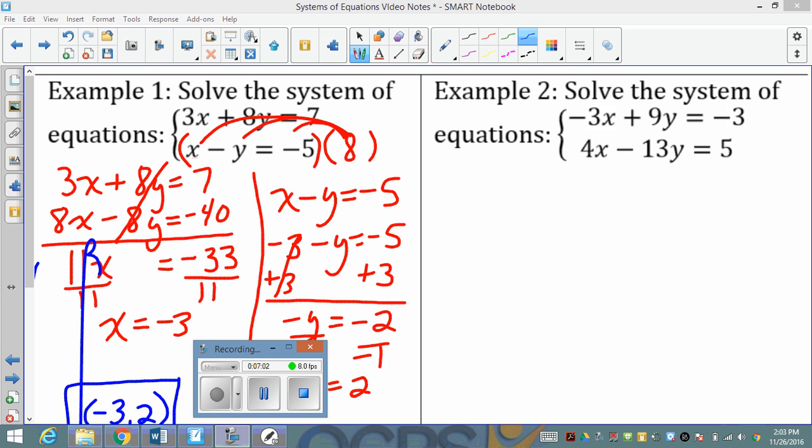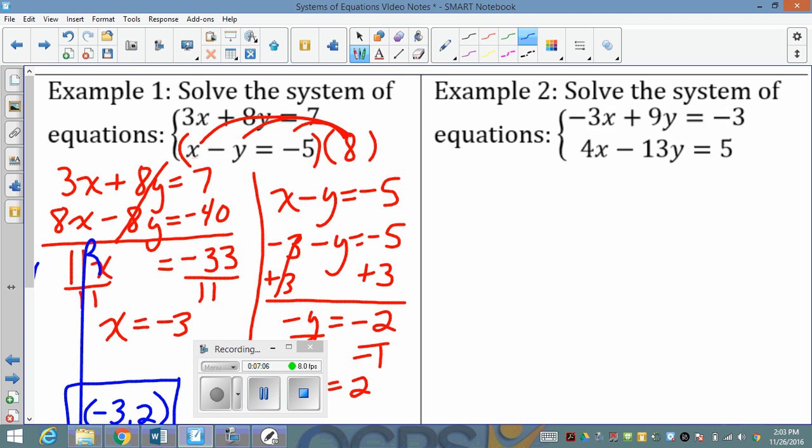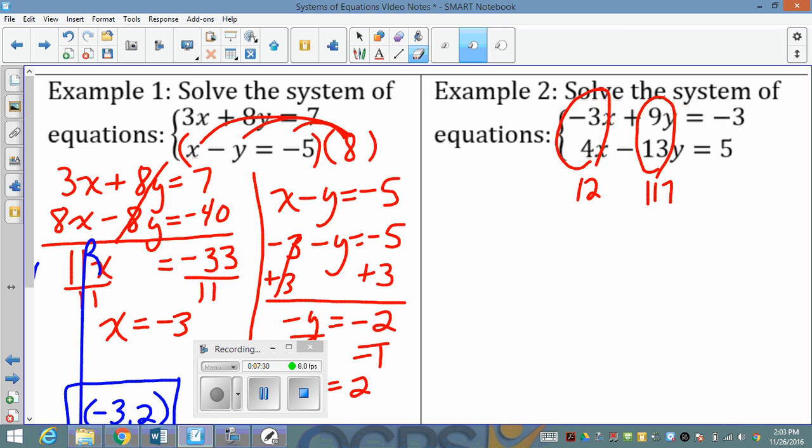First, I need to decide which variable to eliminate. If I look at my x's, my least common multiple between 4 and 3 is 12. My least common multiple between 9 and 13, they have no common factors, so I just need to multiply them: 117. And obviously the 12 is smaller, so I'm going to choose to eliminate my x.